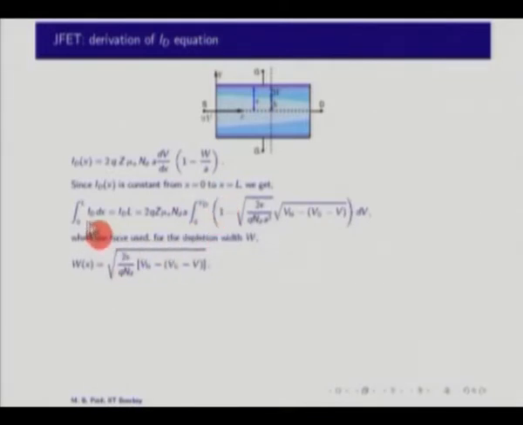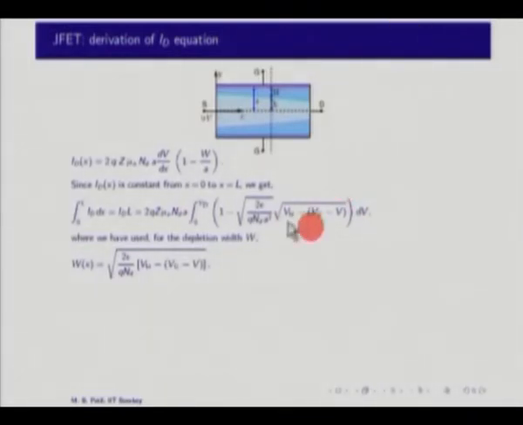If I integrate ID dx from 0 to L, I will simply get ID times L. So I can do that on this left side, and I can integrate the right side also with respect to x. When I do that, dV/dx dx will give me an integral with respect to dV. Instead of putting limits from 0 to L on x, I can put limits on V, the channel potential, from 0 to Vd, and that is what this is. And notice that for W, we have used the expression which we have seen before, where Vbi minus Vg minus V is the net reverse bias across the P plus N junction.